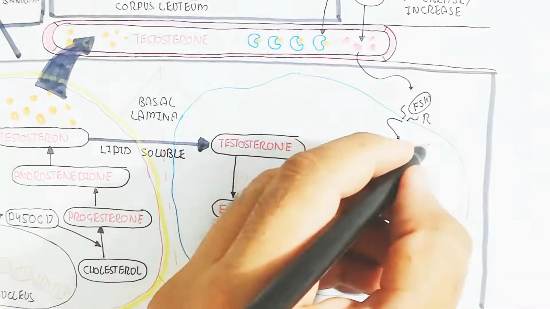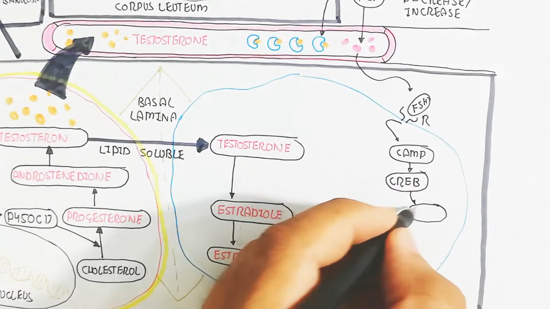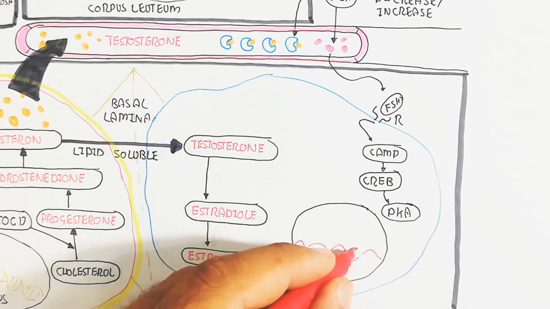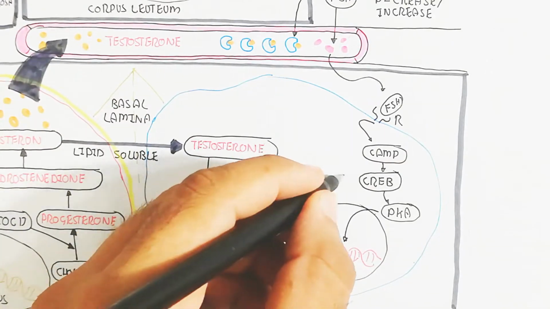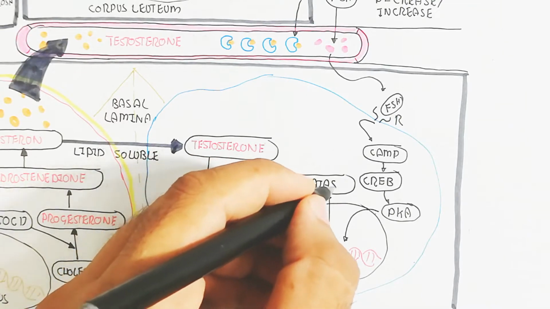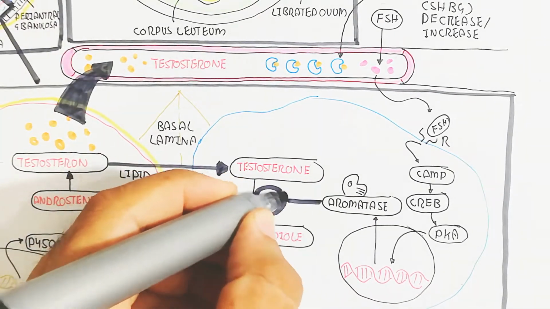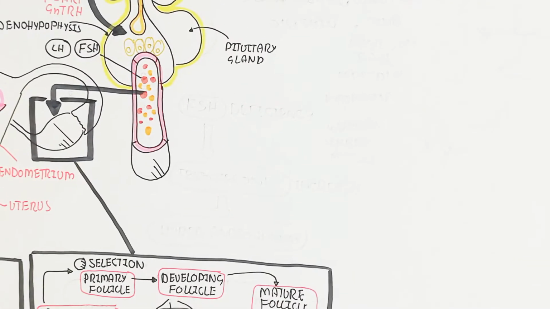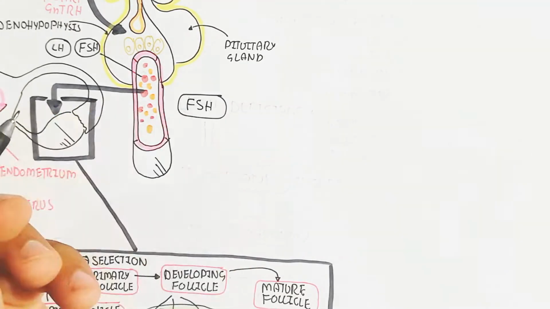So here the follicle stimulating hormone first binds. The function of follicle stimulating hormone: the cyclic AMP activates protein kinase A, which binds with the DNA to produce the aromatase enzyme. After the translation, this aromatase will trigger the testosterone conversion into estradiol and estrogen. So that is very important.